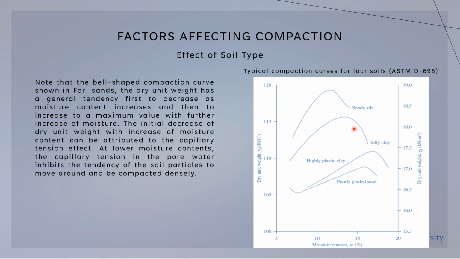The initial decrease of the dry unit weight with increase of moisture content can be attributed to the capillary tension effect. At lower moisture contents, the capillary tension in the pore water inhibits the tendency of the soil particles to move around and be compacted densely.